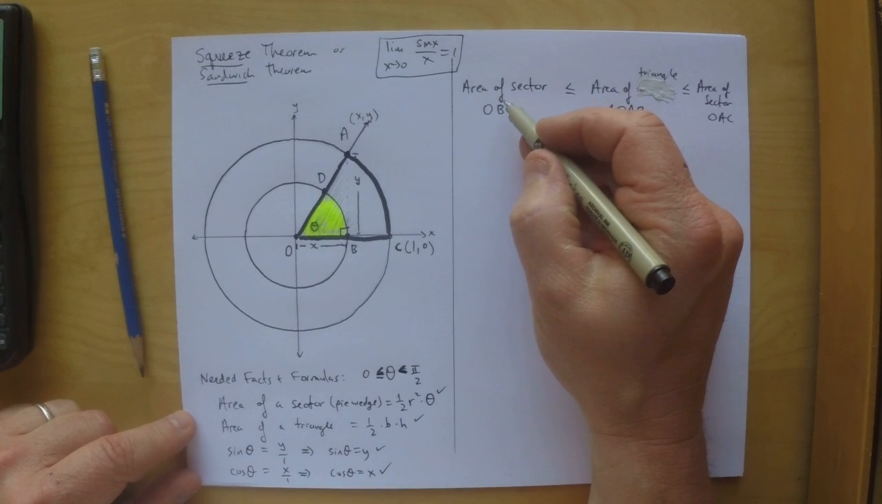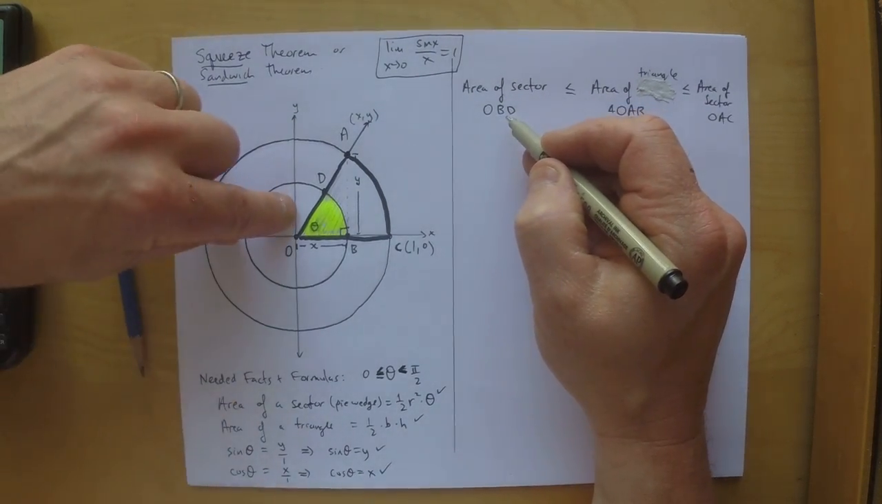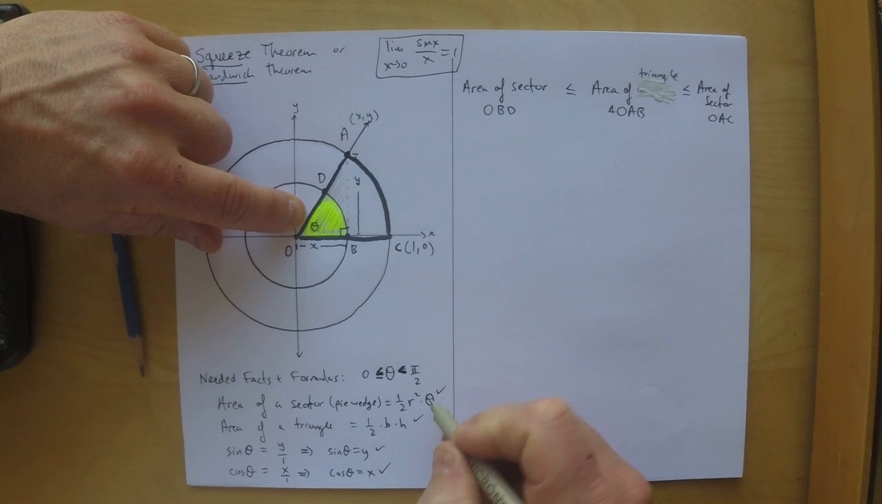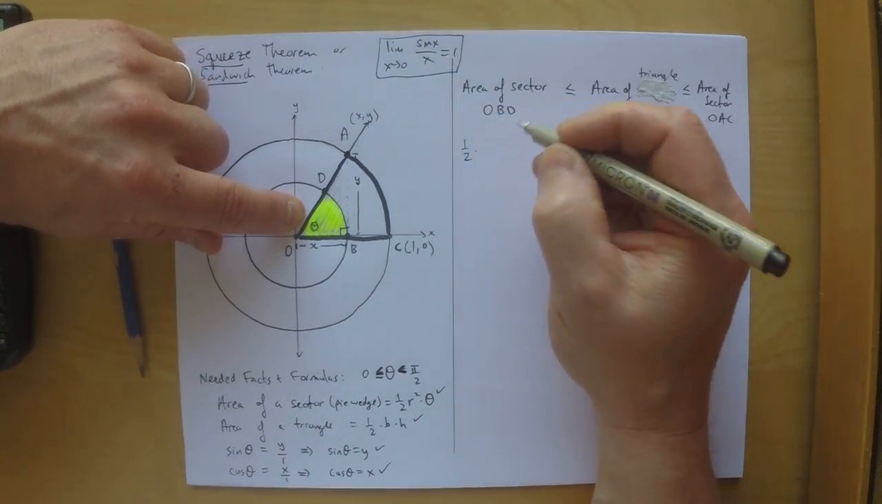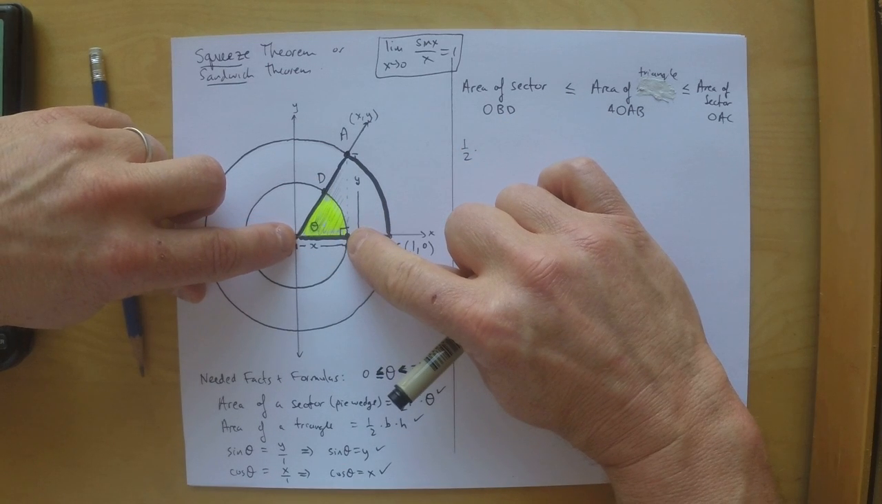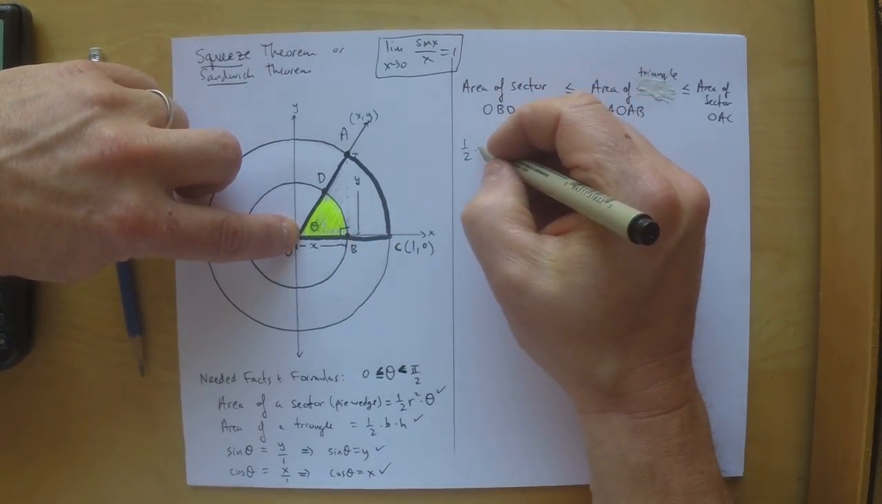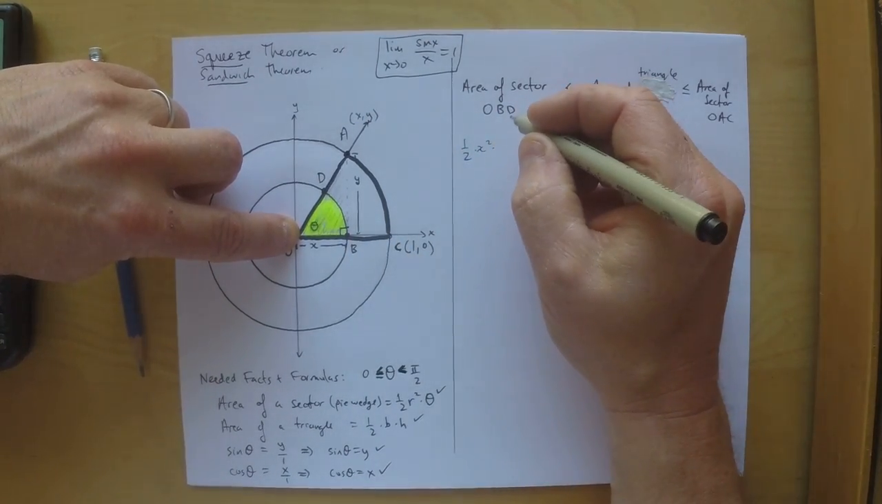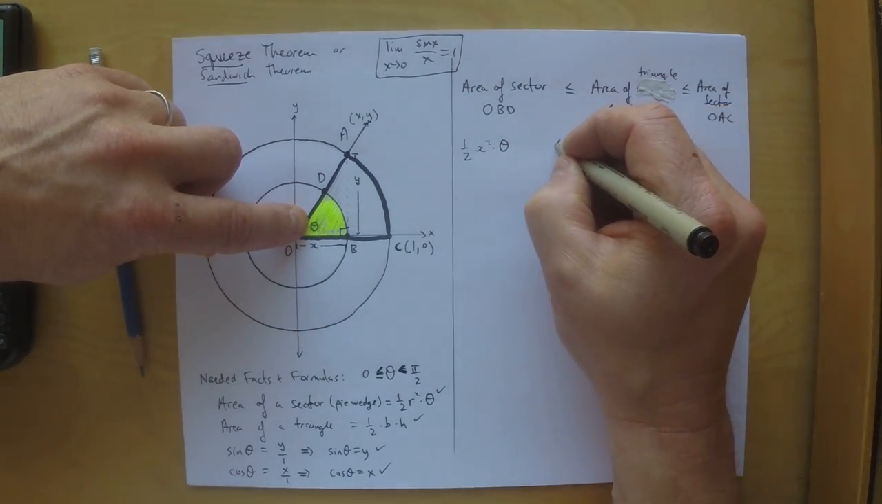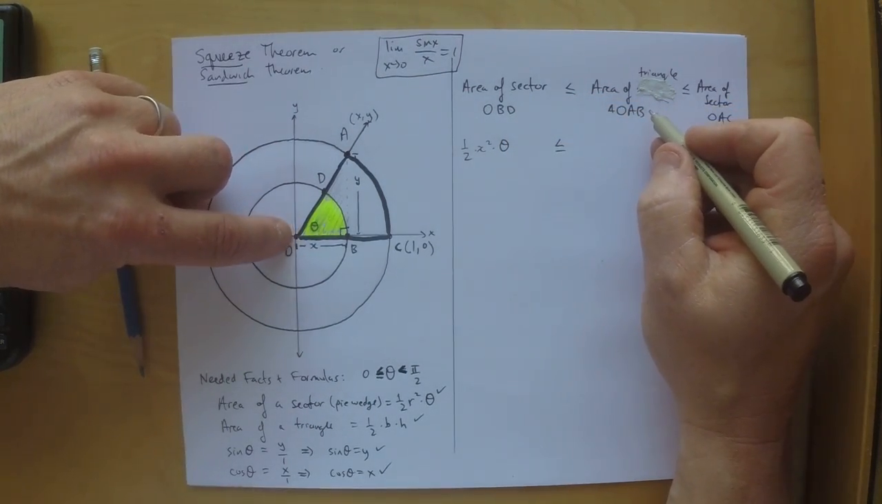Got it. The area of sector OBD, so it's a sector, is 1/2 radius squared times theta. So it's 1/2 times the radius, and the radius of this circle, or wedge, is x. So it'll be 1/2 x squared times theta, which is less than or equal to the area of triangle OAB.